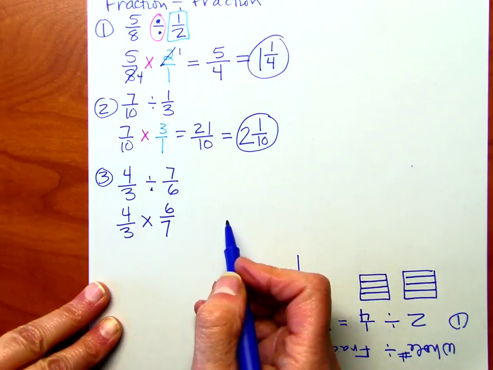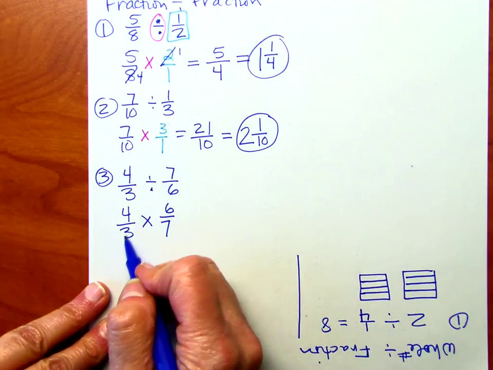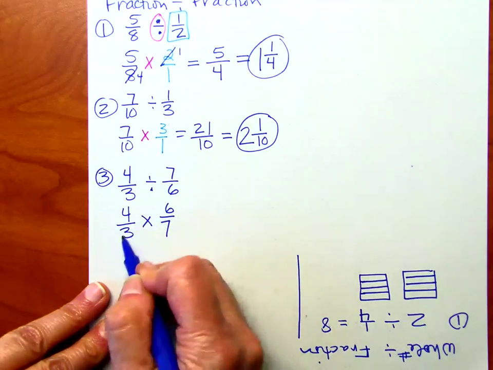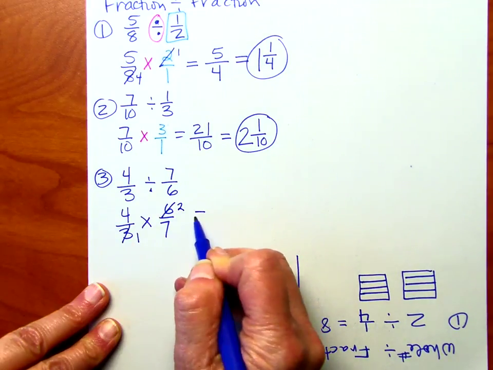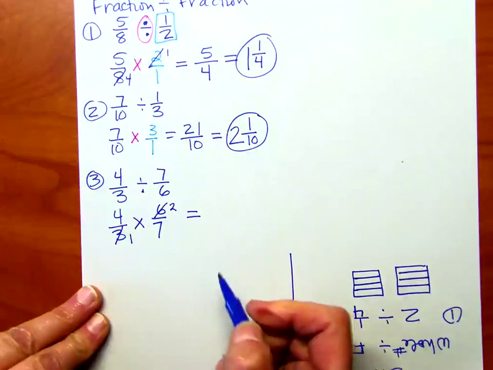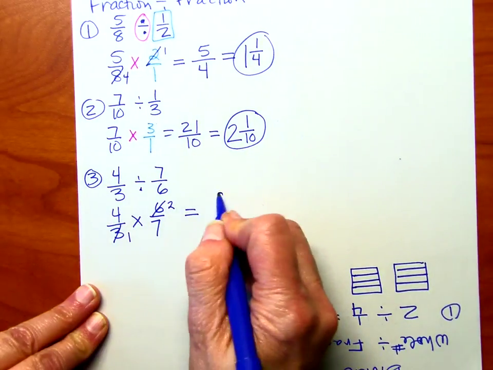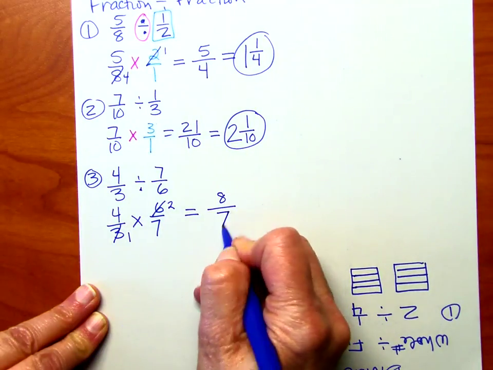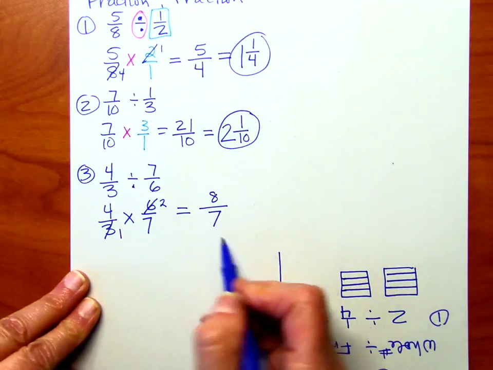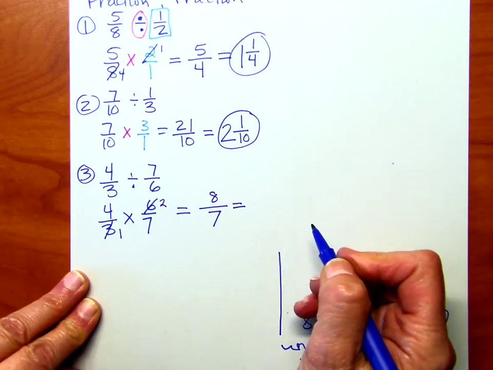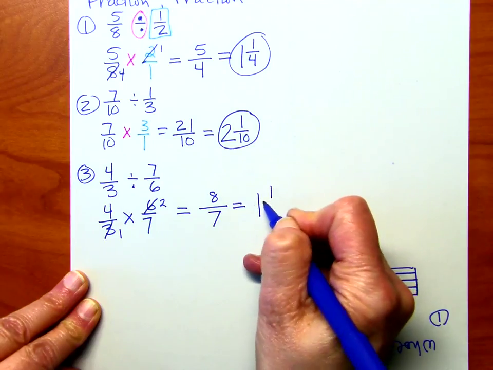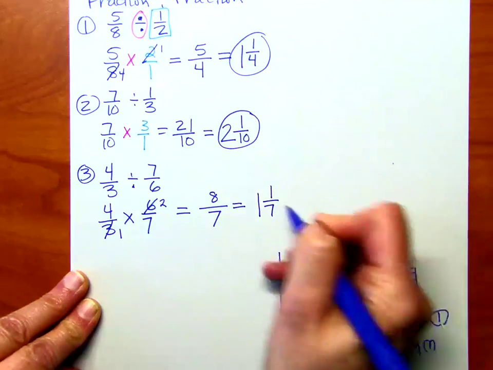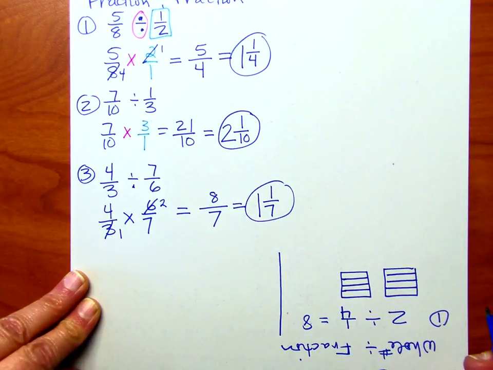So can we reduce? Looks like we can. 3 will go into 6 twice, and 3 of course goes into 3 once. So I'm going to rewrite that. Doesn't look like I can reduce anymore. 4 times 2 is 8. 1 times 7 is 7. This is improper, so we have to convert to a mixed number. 7 goes into 8 one whole time with 1 left over, and so we have 1 1/7.